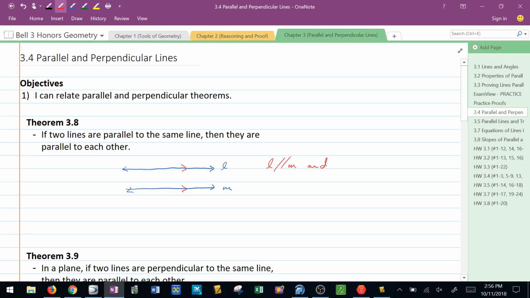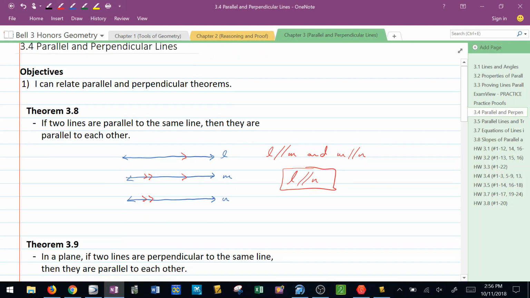And we have a second piece of information that says M is also parallel to this other line here called N. So we know that M is also parallel to N. When this occurs, we can conclude that L must also be parallel to N. All right? If two lines, both line L and line N, are parallel to line M, then they have to be parallel to each other.